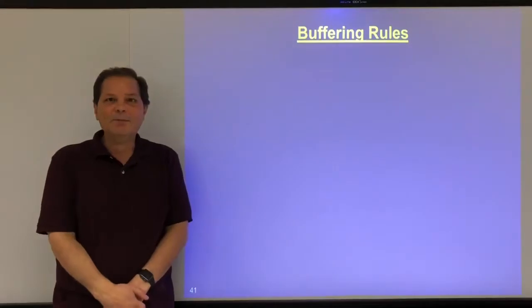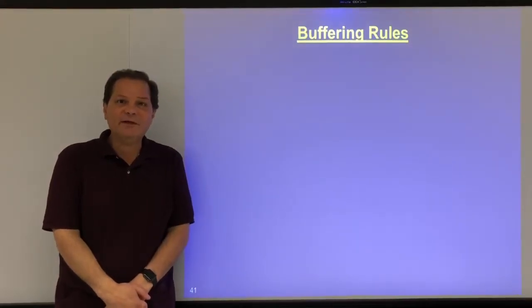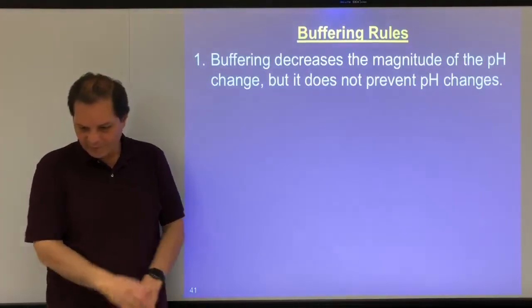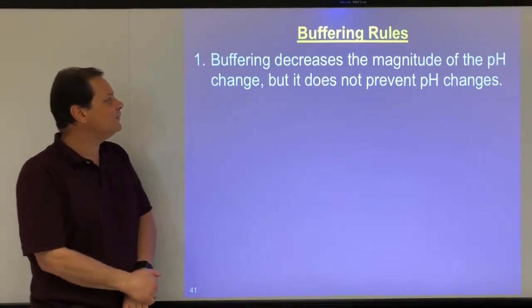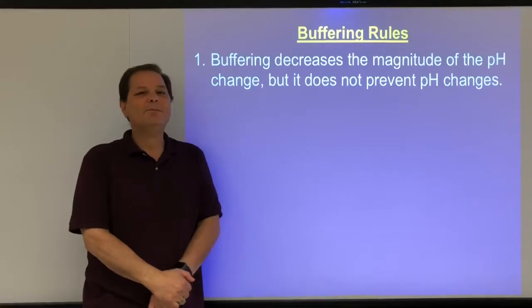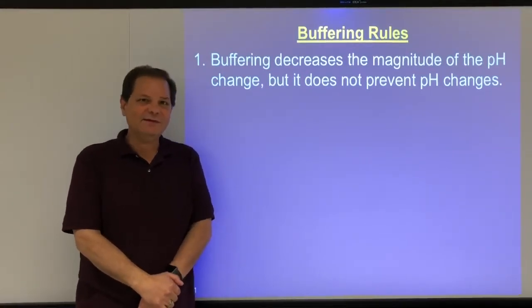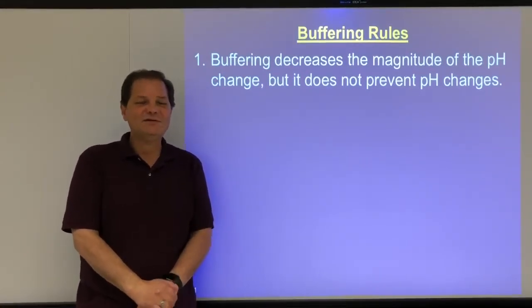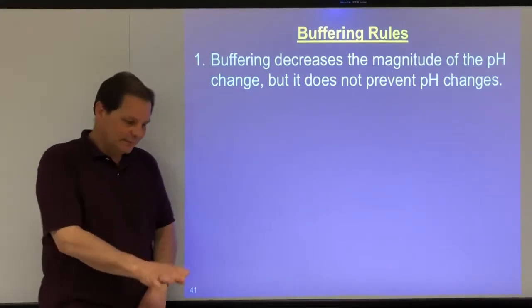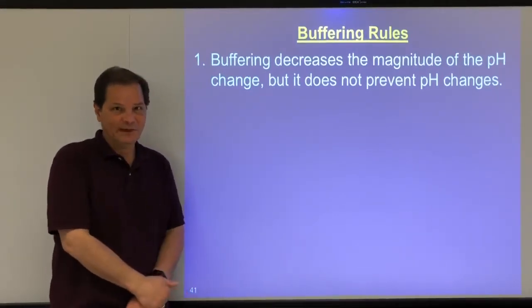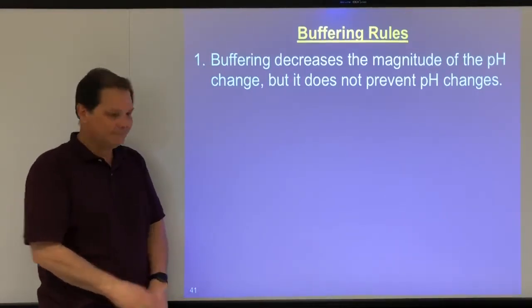So, to wrap it up with some rules for buffering in the face of acid-base imbalances. First of all, notice that buffering decreases the magnitude of the pH change. It does not prevent pH changes. Nothing we did in this video actually prevented a change in pH. It decreased the magnitude of that change, but it didn't prevent it, all right?